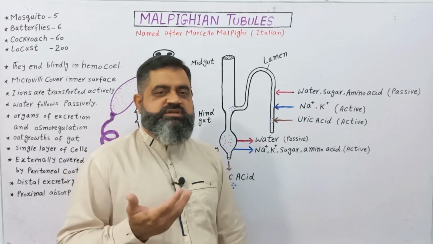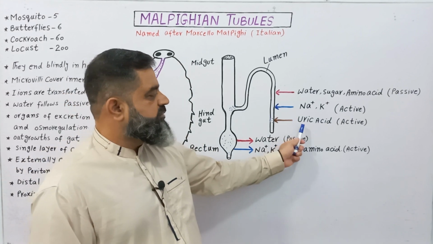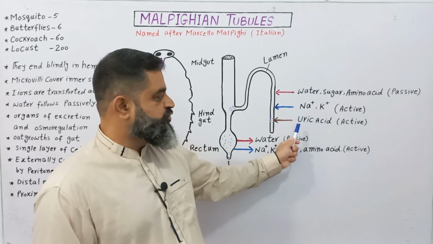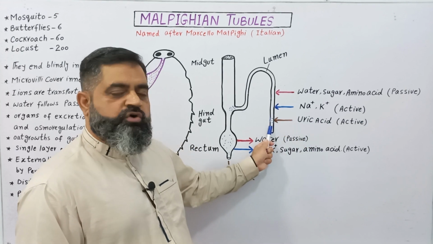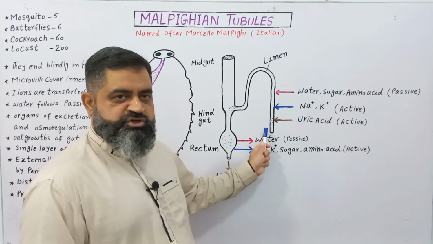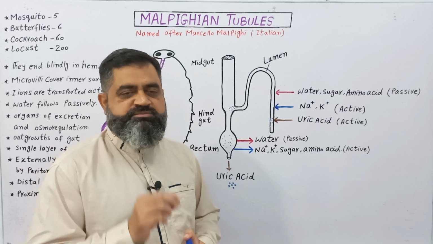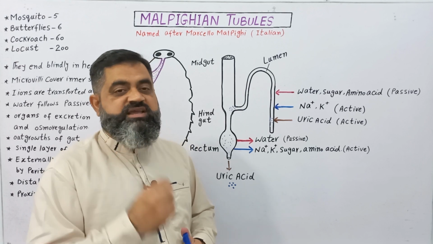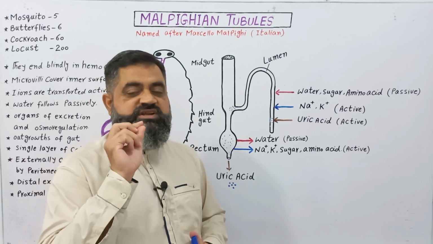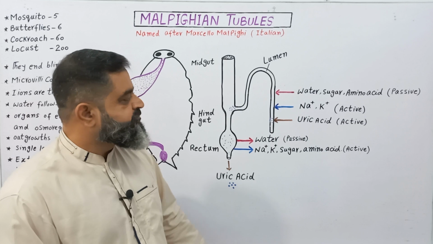Usually this process needs energy in the form of ATP. So with the help of energy, uric acid is transported from hemolymph into the lumen of Malpighian tubule. The layer of the Malpighian tubule is only a single layer of cells, which is very thin. So transport can very easily take place right over here.